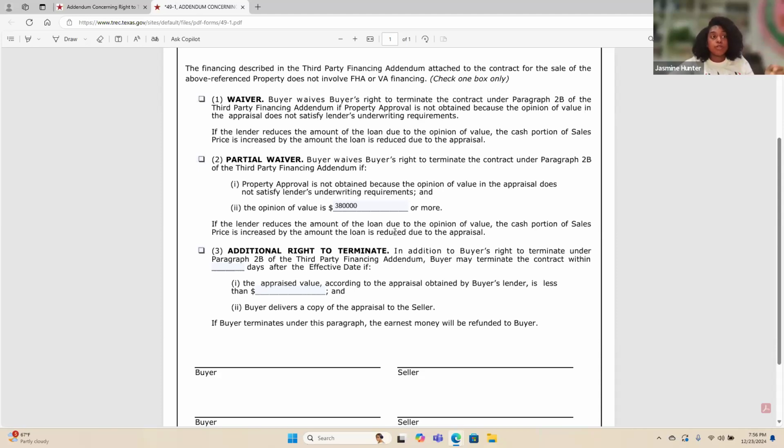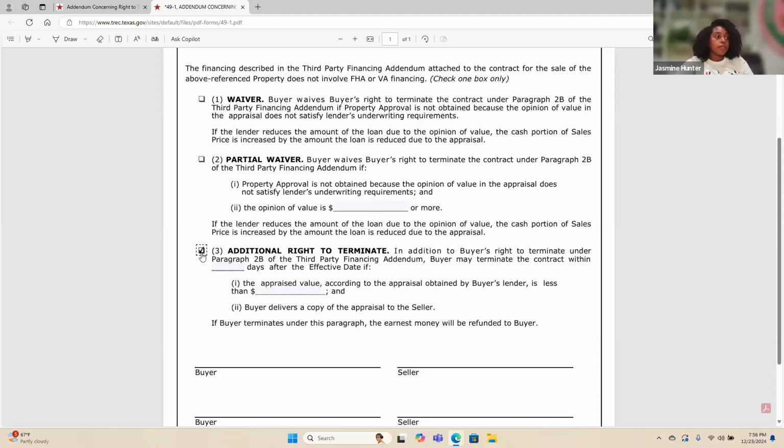Now, if it comes in under 380, then I get my rights back and I can go ahead and terminate due to the appraisal. Okay. Or I don't want that right to waive it at all. I'm sorry, or I want the right to waive it completely.